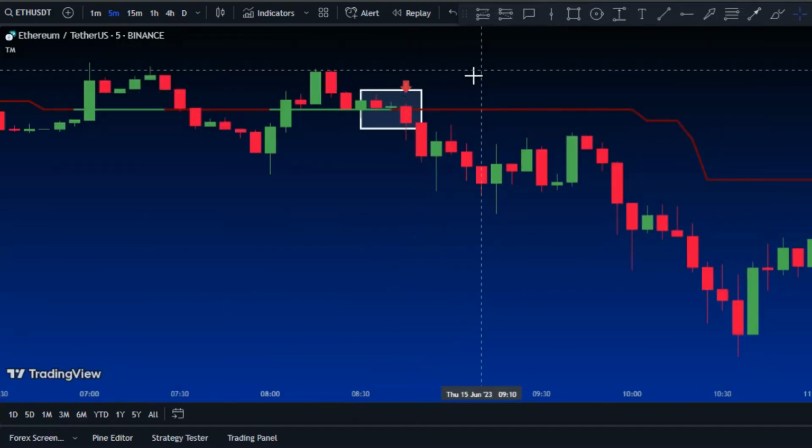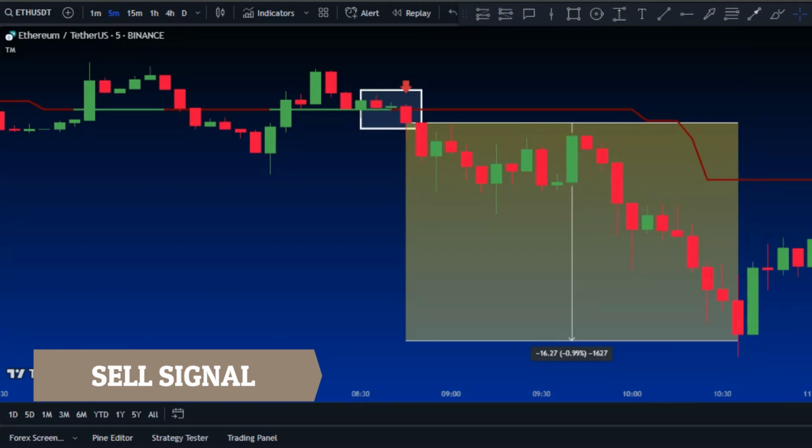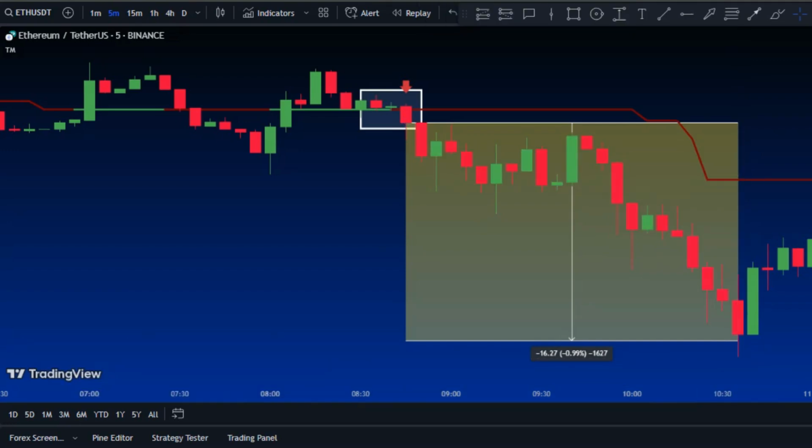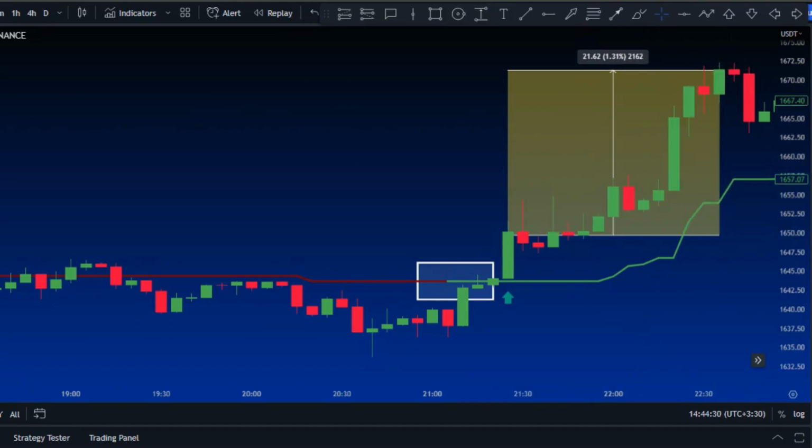So, when the color of its line switches from green to red, it actually means a sell signal has been issued. And the exact opposite applies for buy signals. When the indicator color switches from red to green, it means a buy signal has been issued.